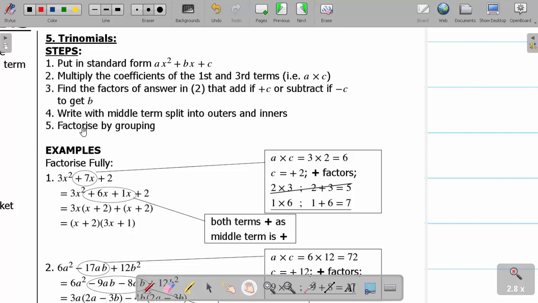Now here they say write the middle term split into outers and the inners, then factorize by grouping.